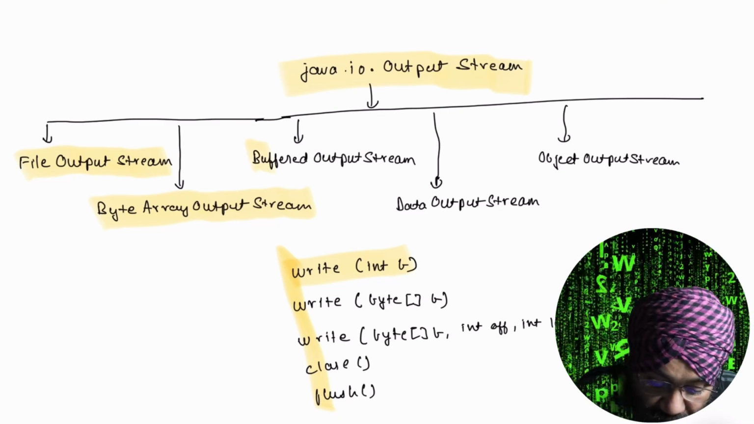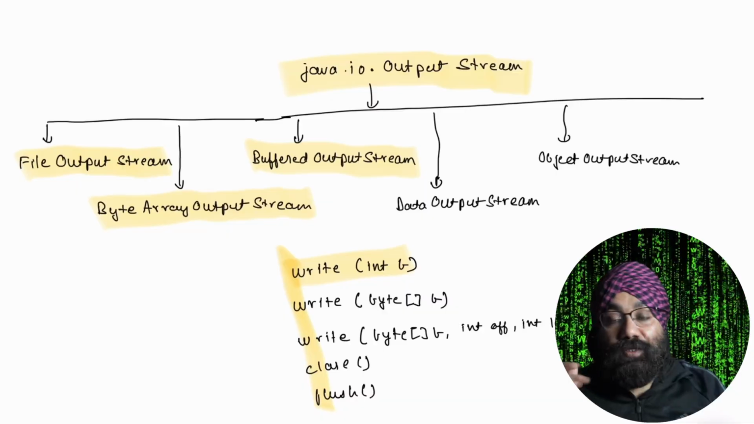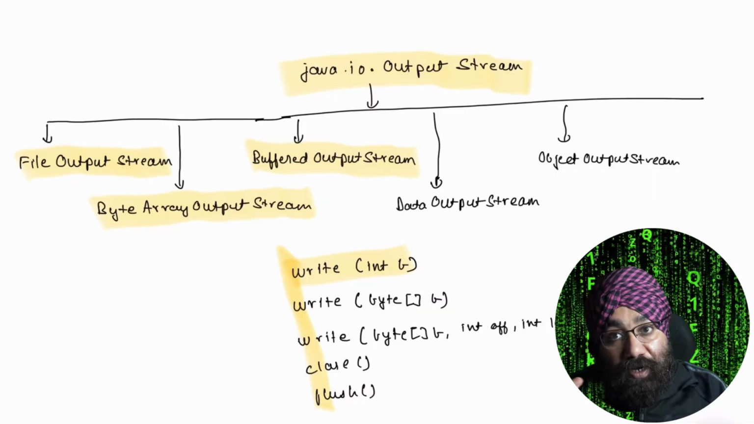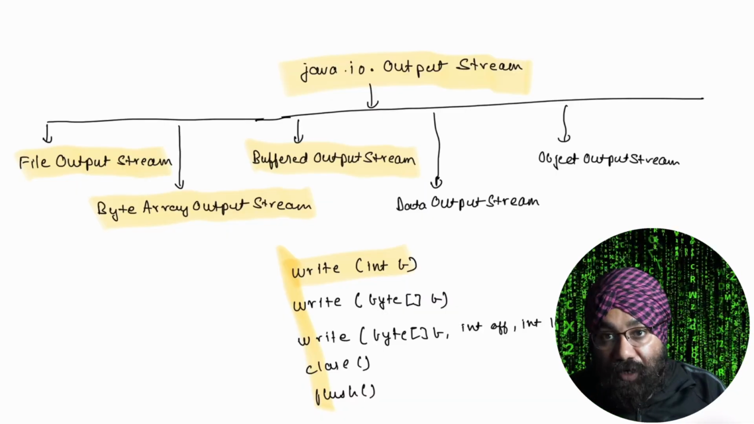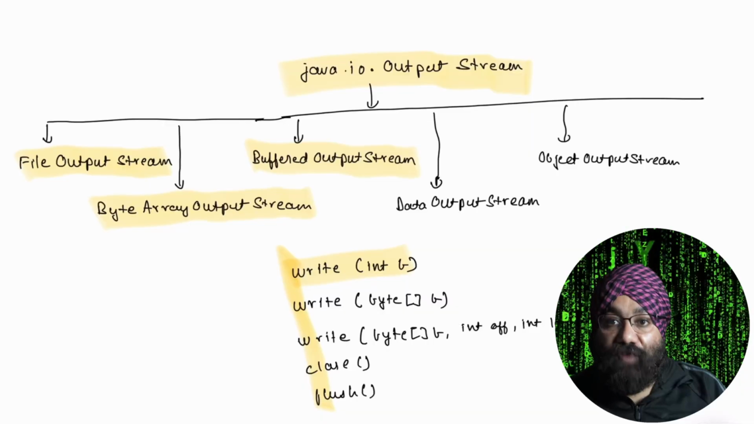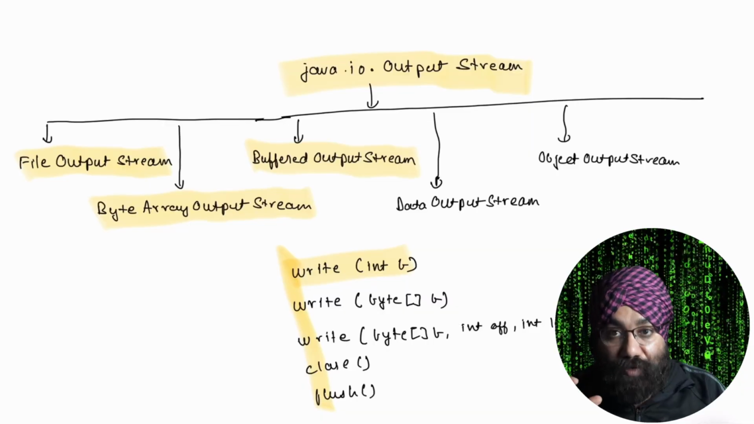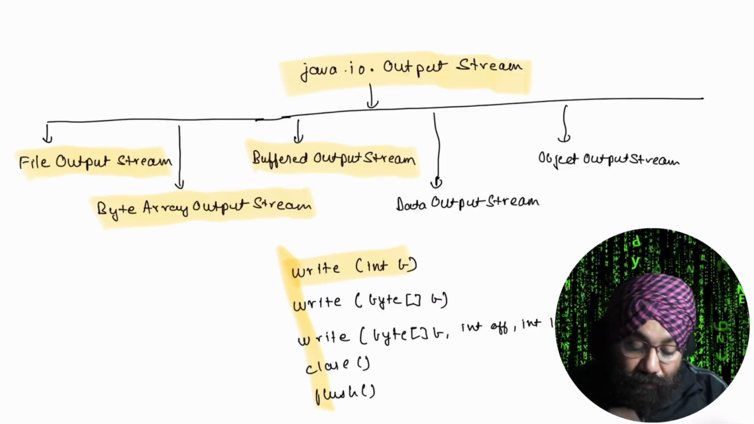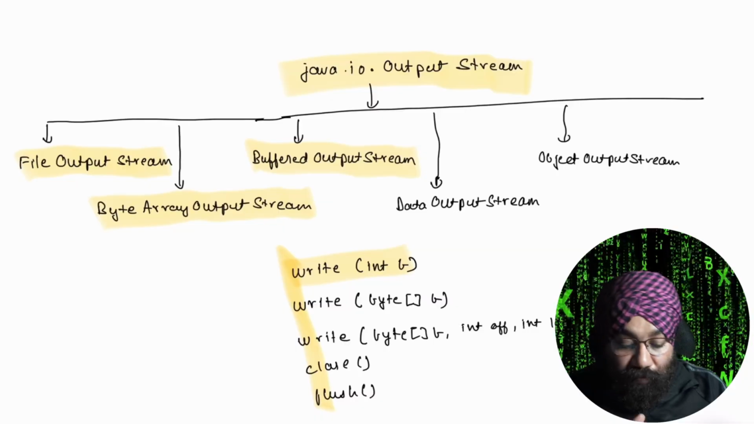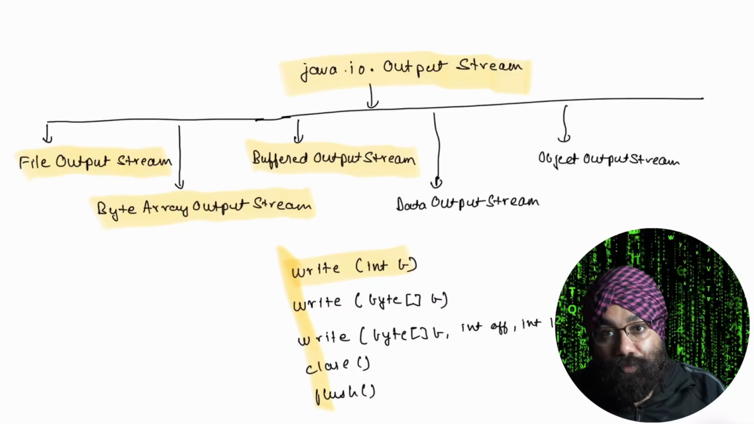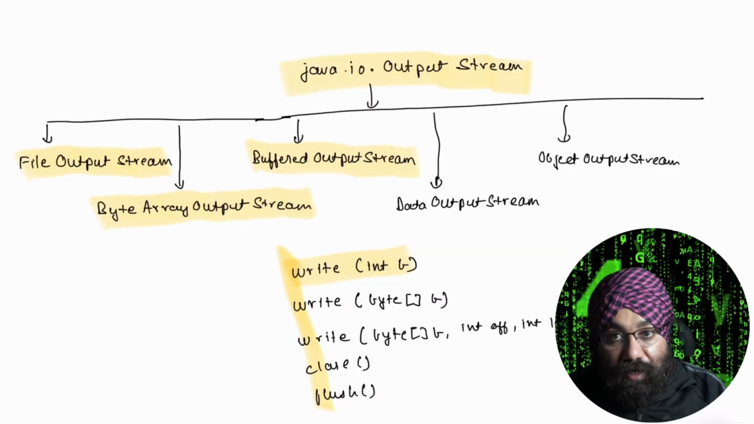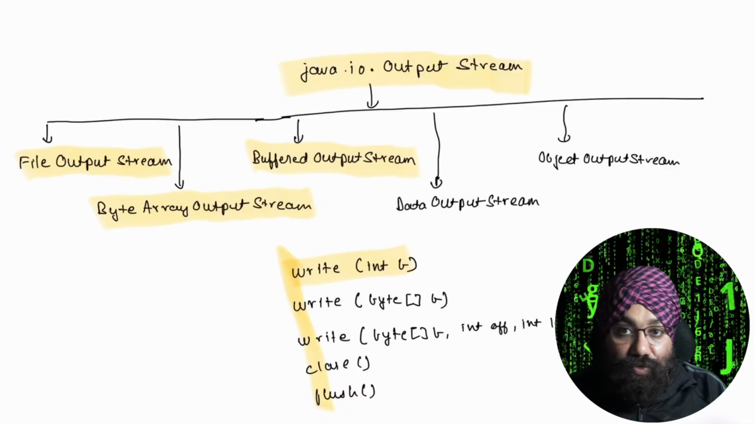Then there is the BufferedOutputStream. Again, this also doesn't write the complete file in one go, but it creates buffers and then writes the file in small buffers to save memory utilization. It is built on top of FileOutputStream. Okay, it is built as a wrapper on top of it, and it uses buffering.